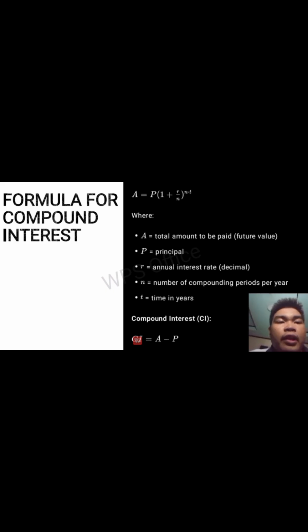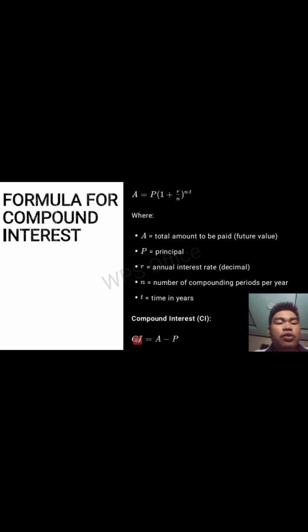Next is the formula of compound interest. Here, A, or total amount, is equal to P times 1 plus R over N to the power of N times T, where A represents the total amount to be paid, or its future value, P represents the principal, R represents the annual interest rate, or the decimal of the annual interest rate, N represents the number of compounding periods per year, T represents the time in years.